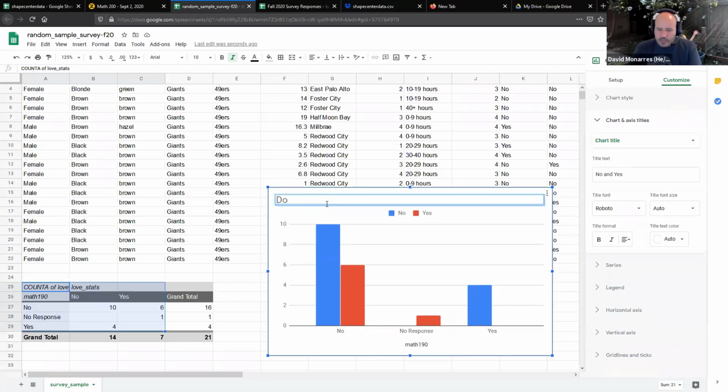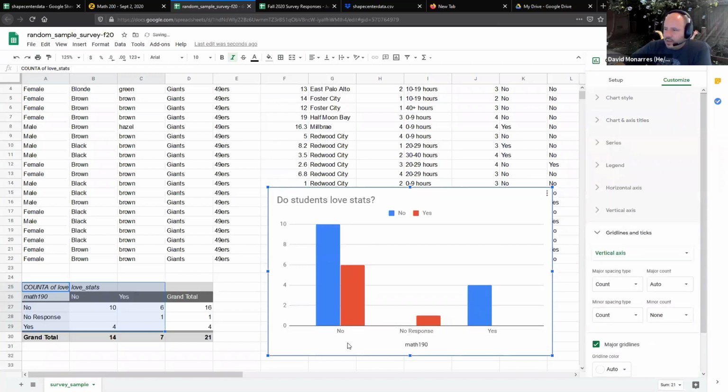So here, do students love stats? I think that kind of tells you what that means. So right here, we're looking at the no's. We have 10 students. The people who did not take 190, we have 10 students who don't love stats. We have 6 students who do. For the people who didn't respond, we have only 1 person and they said they do love stats. And then for the people who did take 190, we have basically everybody saying they don't love stats, at least in this random sample.